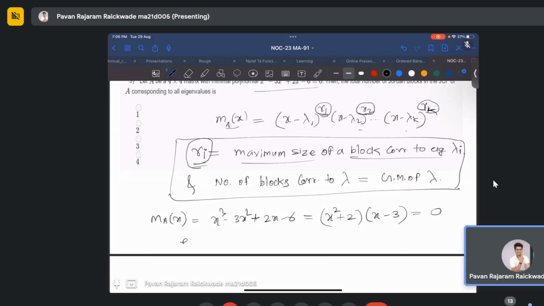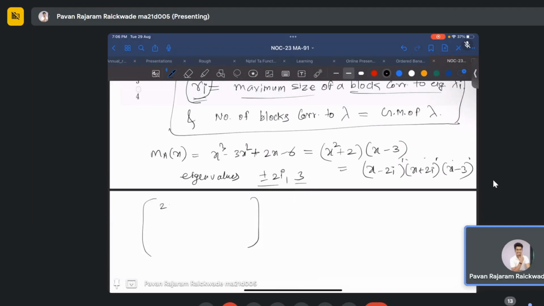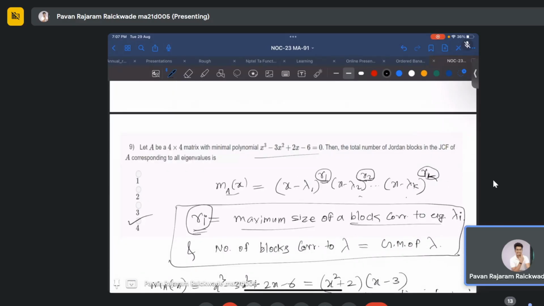Okay. So from this you can conclude what are the eigenvalues? Plus minus 2i and then 3. Right? I can write this as (x minus 2i)(x plus 2i)(x minus 3). So the degree of every eigenvalue factor in the minimal polynomial is 1. That means the maximum size of a block corresponding to an eigenvalue is 1. But the matrix is 4 cross 4. So how many blocks will you get? You will get a total of 4 blocks, right? For every eigenvalue you get 1 block. And there is another eigenvalue which is one of these 3, but you get only 1 block for this eigenvalue as well. The total number of blocks is 4. So the correct option is option number 4.